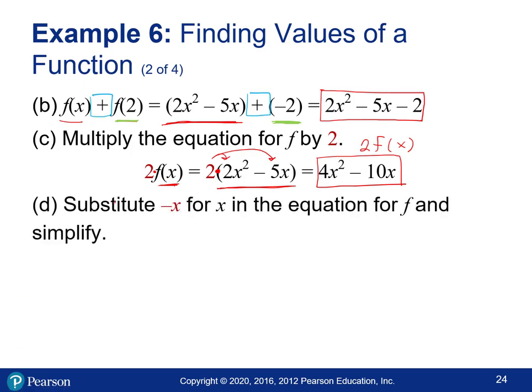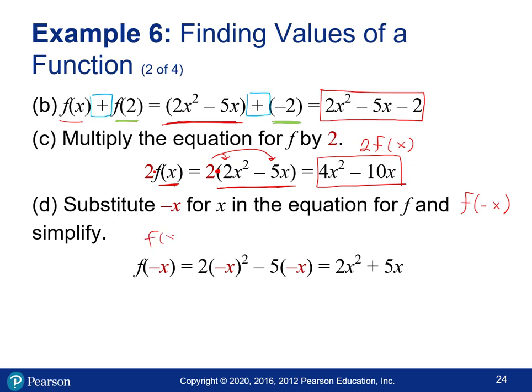Okay, part D, we want negative x in the place of x. So that one looked like f of negative x was the question for part D. What is this asking? Everywhere there's an x, we're going to replace it with a negative x, remembering to put parentheses. So recall the original was f of x equaled 2x squared minus 5x, and exactly in the place of x.